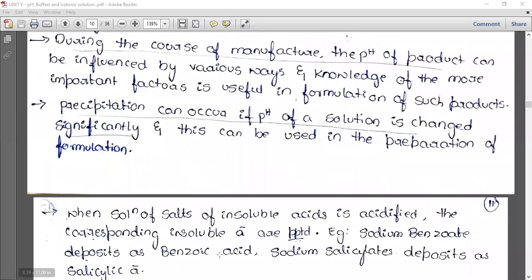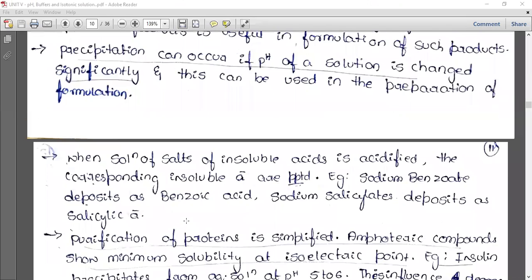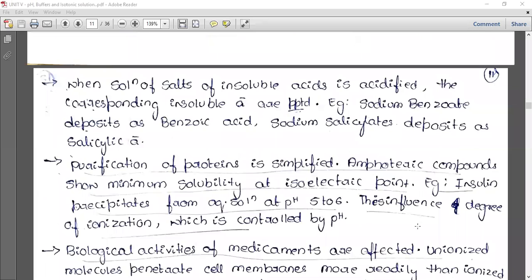So sodium benzoate, benzoic acid. So such can result. Okay. Purification of proteins is simplified. An amphoteric compound shows minimum solubility at its isoelectric point, and in certain pHs you find there is precipitation of certain compounds based on change in pH. So it's basically again based on the degree of dissociation of the compound based on the change in pH.